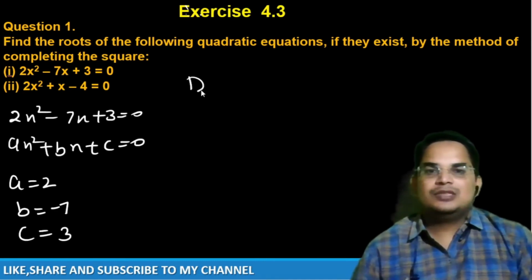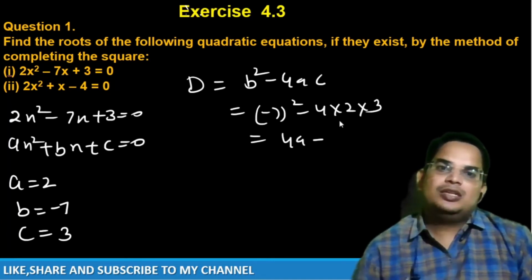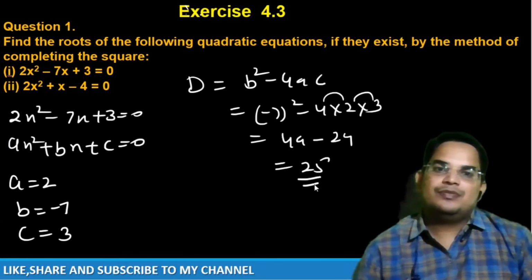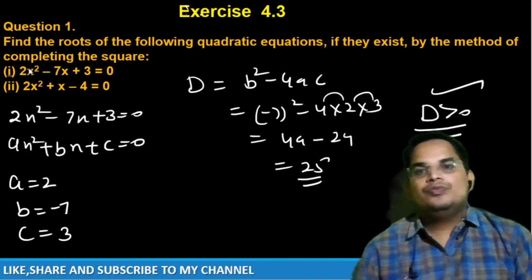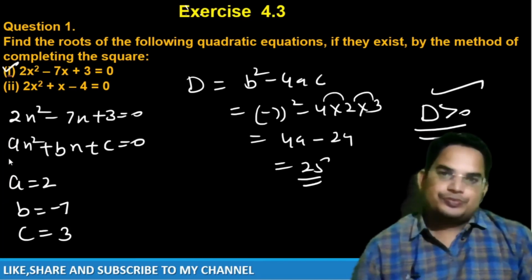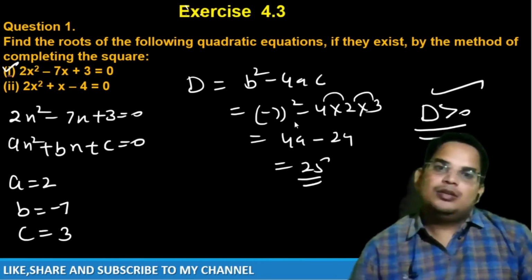Now do one thing, just find D is equal to b square minus 4ac. This is the discriminant. So b square will become minus 7 square minus 4 into 2 into 3. 7 square becomes 49. 4 twos are 8, 8 threes are 24. 49 minus 24 becomes 25. D is more than 0. D is a real number. So the roots of this equation are possible. So now I will move to the further process.